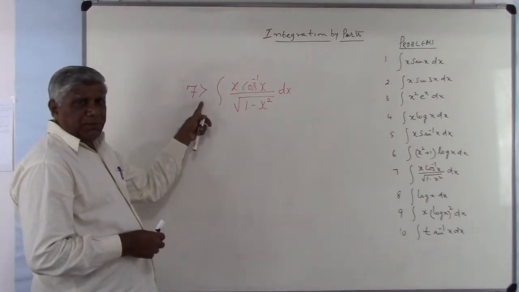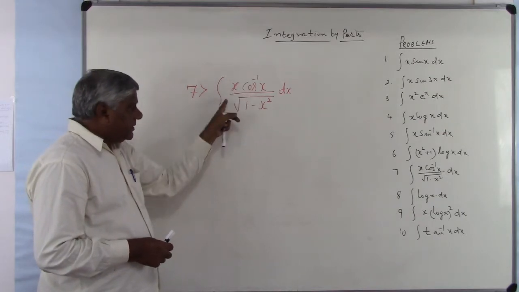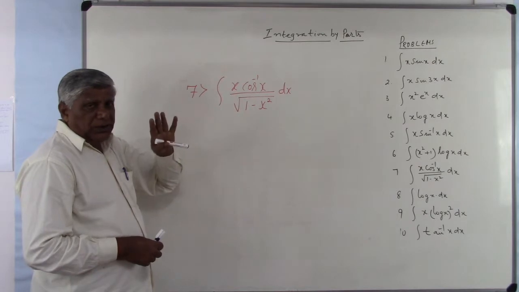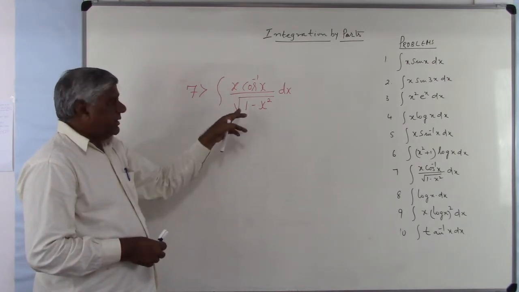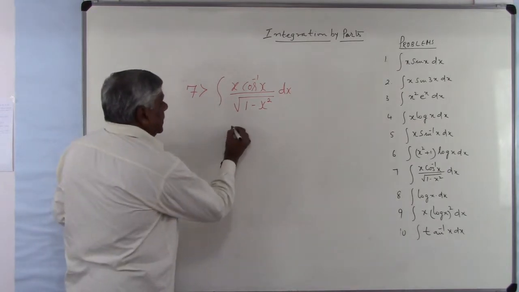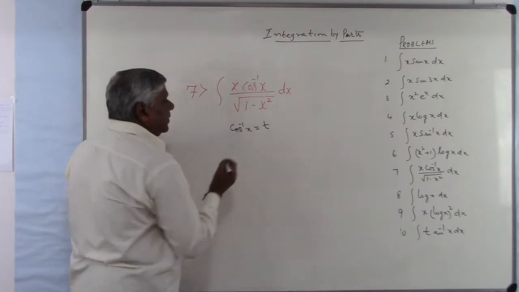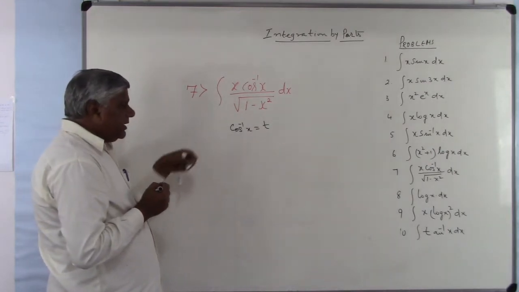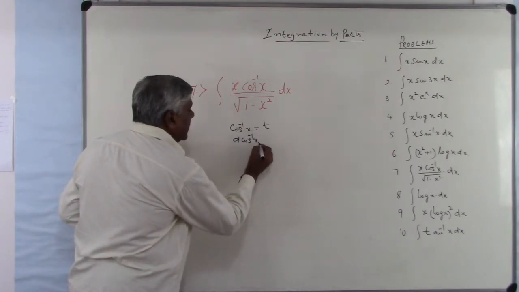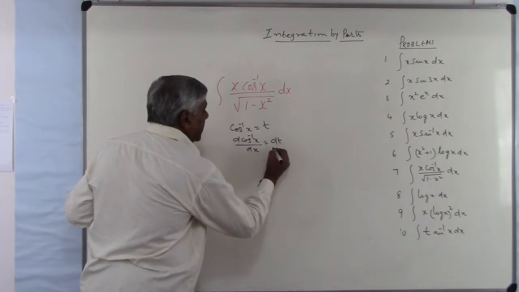So in the seventh problem here, we have three functions you can see here: x cos inverse x divided by root of 1 minus x square dx. Altogether there must be two functions here. See here what I am going to do now. I will first solve this. Put cos inverse x equal to t. Differentiate both sides: d of cos inverse x by dx is equal to dt by dx.